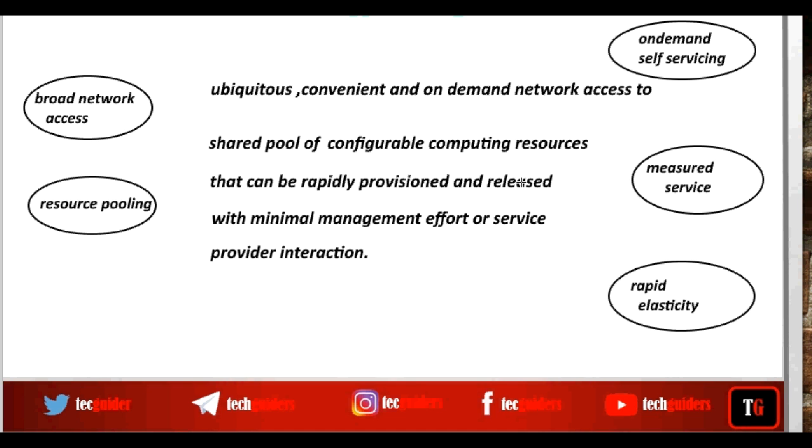Hence, there is resource pooling, a broad network access with high availability and reliability, self-servicing, measured servicing, scalability with elasticity, and automation. Thus, cloud computing is a model for enabling ubiquitous, convenient, and on-demand network access to a shared pool of configurable computing resources that can be rapidly provisioned and released with minimal management effort or service provider interaction.